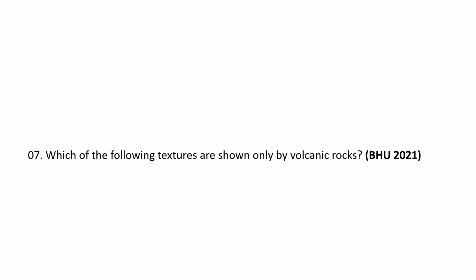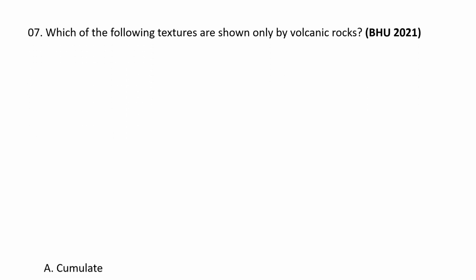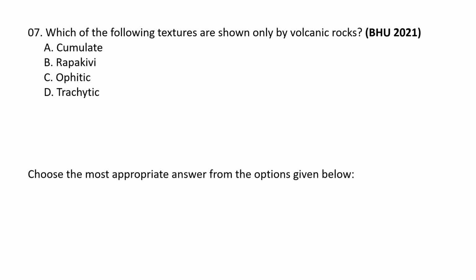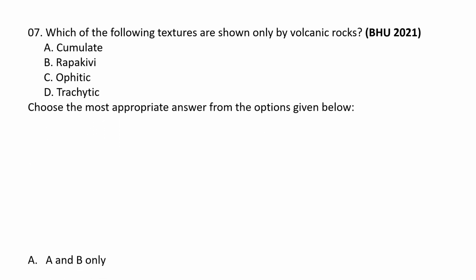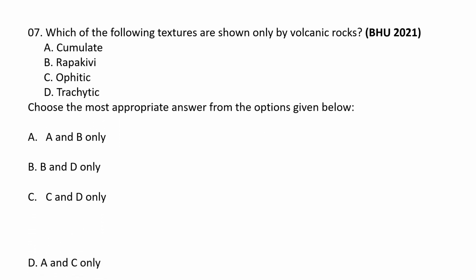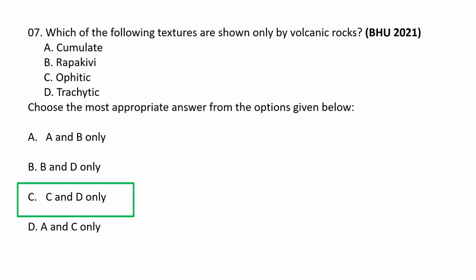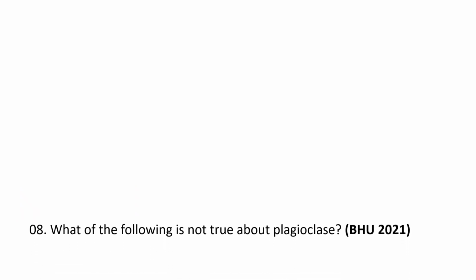Next question. Which of the following textures are shown only by volcanic rocks? A. Cumulate, B. Rapakivi, C. Ophitic, and D. Trachytic. Choose the most appropriate answer from the options given below. A and B only, B and D only, C and D only, A and C only. So the correct option is C and D only, ophitic and trachytic. Volcanic rocks can exhibit both ophitic and trachytic textures.